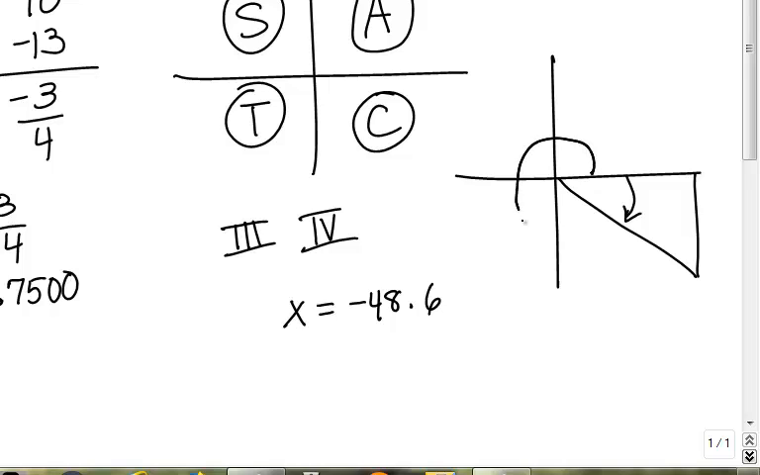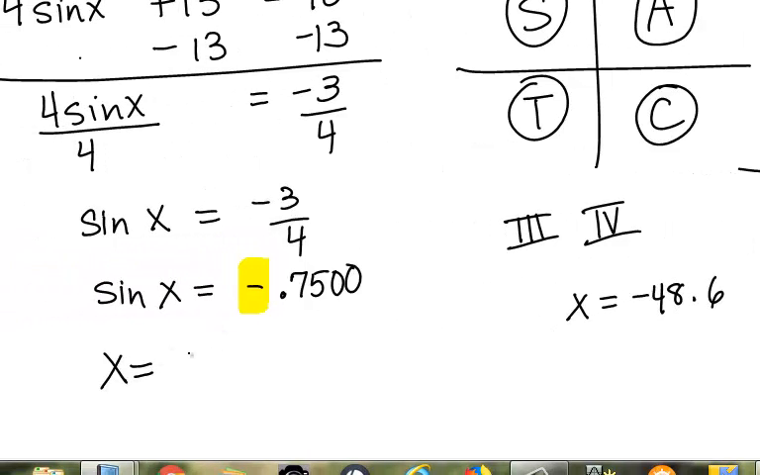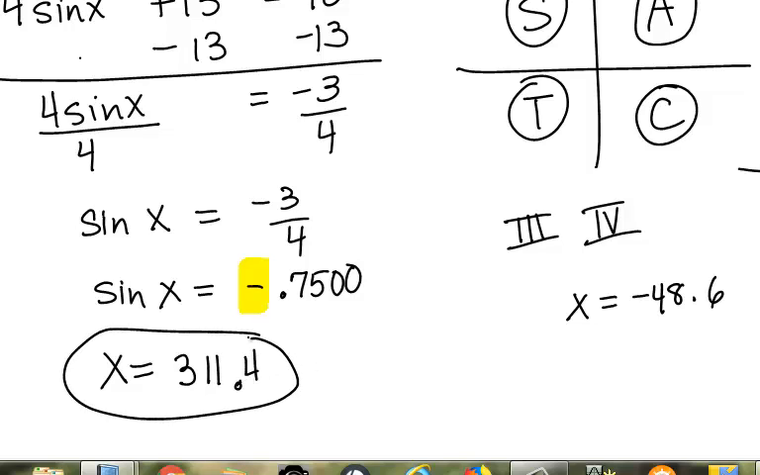So what we have to say is, what's the angle that gets us there? So knowing that that's a negative 48 on my calculator, what do I have to do on my calculator to get the answer? Yeah, add 360. Yep. So one of my answers, and this takes care of the quadrant 4, one of my answers is 311.4.